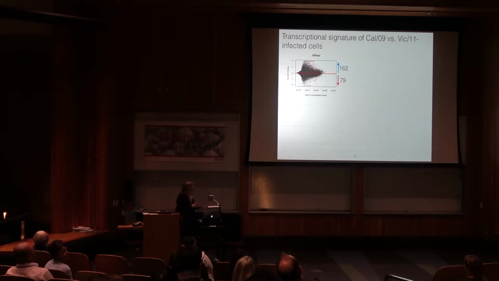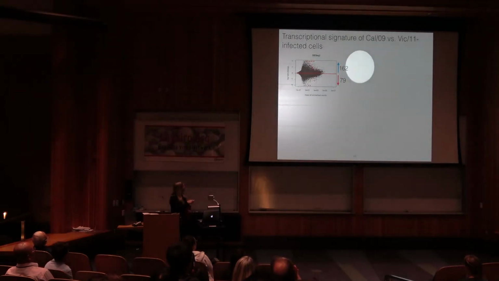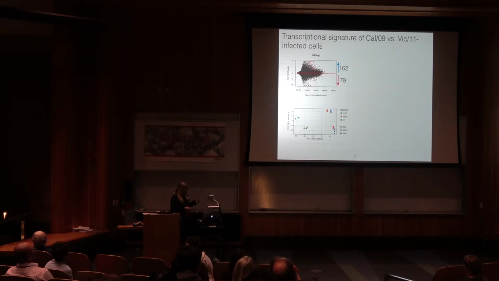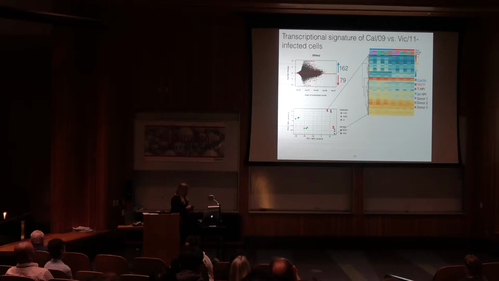And here we visualize the differentially expressed transcripts. In Cal09, we have about 162 that were higher. With VIC11, there were 79 that were higher. This is just a classic volcano plot. And a PCA indicates that infection status, which is indicated by color, and time point, which is indicated by shape, had a far greater effect than donor variability. And in full disclosure, I used 3 white men for this study, so that may be part of why that is. Visualization of the cellular transcript heat map revealed that these viruses induce a distinct transcriptional signature.